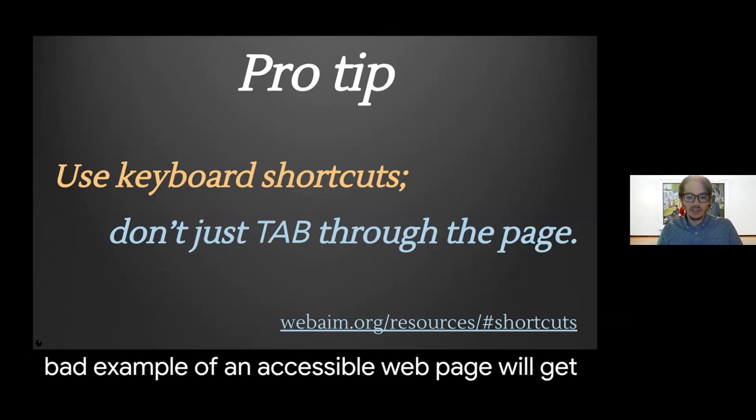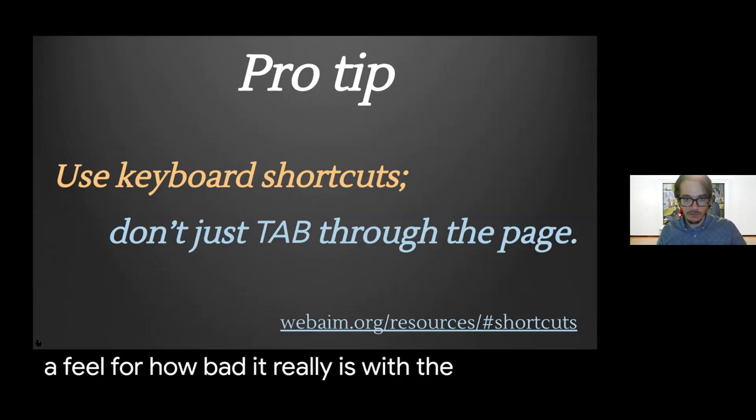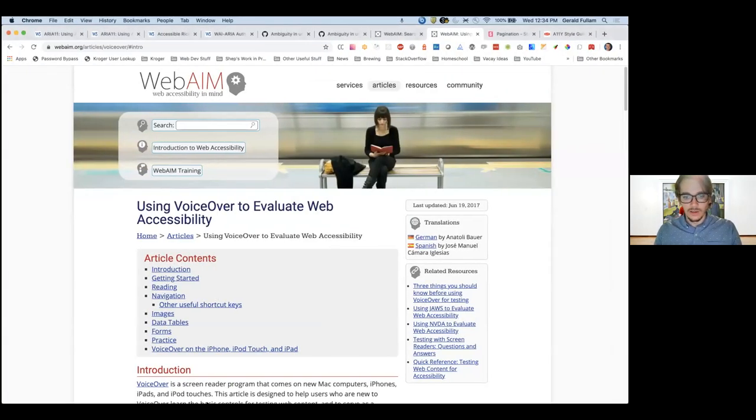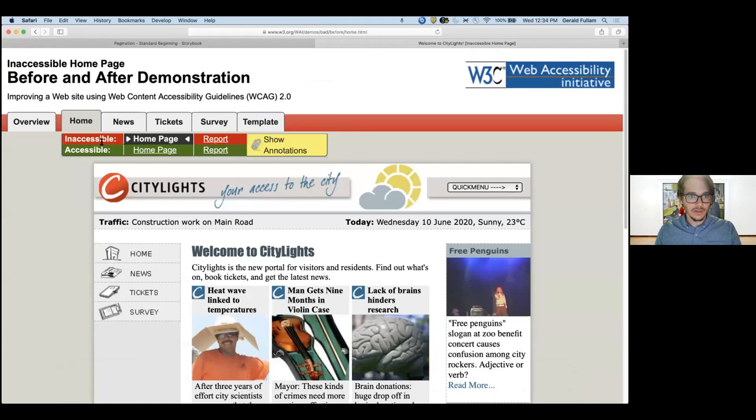We'll get a feel for how bad it really is with VoiceOver and Safari, and then we'll take a look at the same web page that's been refactored in an accessible way, so you can see the difference for assistive technology. So here, the W3C provides this experiment. It's a before and after demonstration. I'm going to turn on VoiceOver in just a moment. You'll hear it. I will try to explain what I'm doing before I do it so that you know what keys I'm pressing and what action I'm actually going to take. But I'll show you these pages visually at first so you can see what they look like.